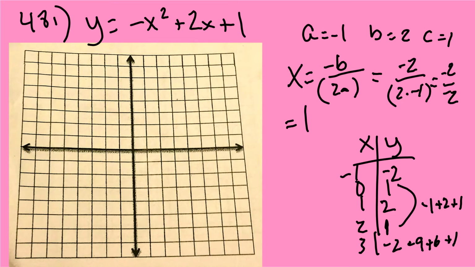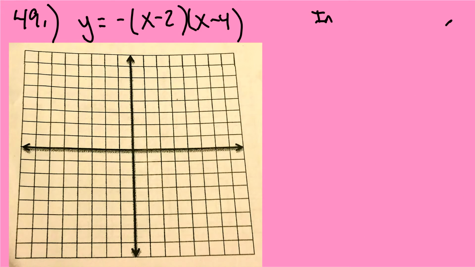So now I'm just going to graph those points just like I did before. So I go over 1, up 2, put a dot. 0, 1, dot. 2, 1, dot. Negative 1, negative 2, dot. Positive 3, negative 2, dot. It should be a U, it should be symmetrical, it is. And I'm done. That's it for 48.